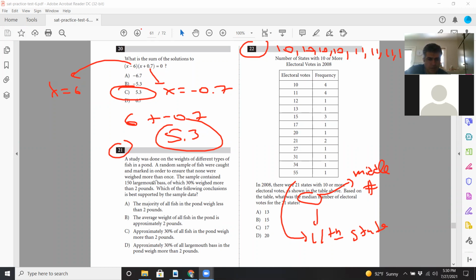For number 21, a random sample of fish were caught and marked in order to ensure that none were weighed more than once. The sample contained 150 largemouth bass, of which 30% weighed more than 2 pounds. And again, it's a sample, right? It is random, which is good. You always want samples to be random.